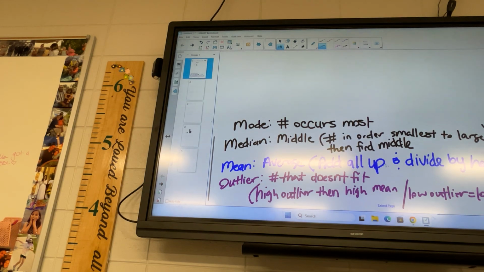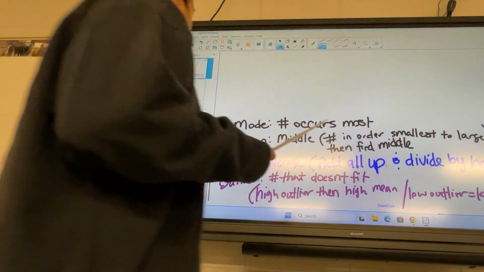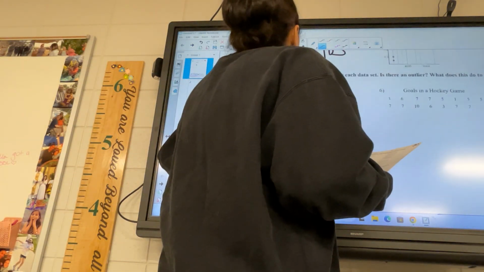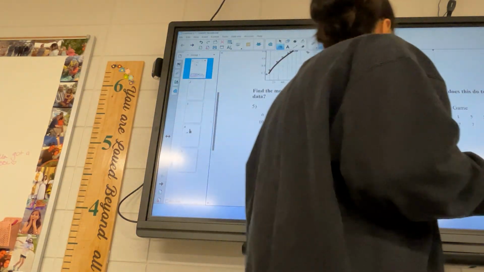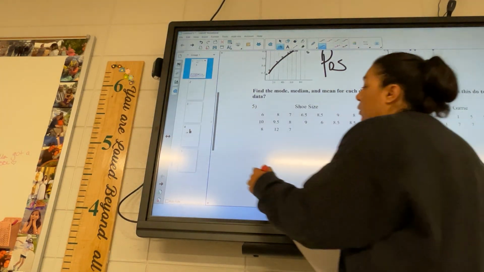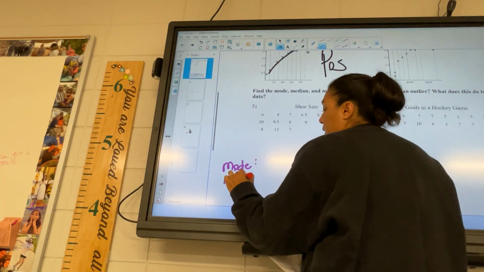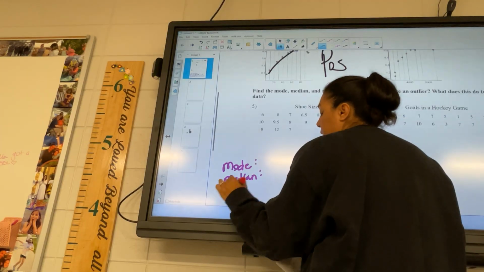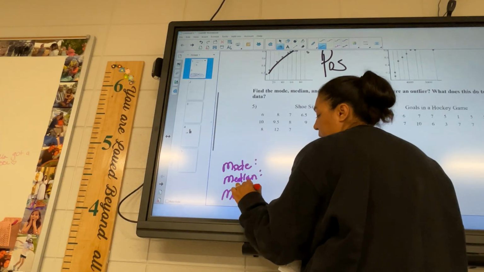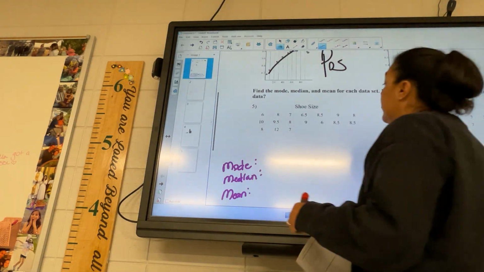Okay, so looking at this data, we have shoe sizes. There's a lot on there, so we need to go through and find the mode. My suggestion would be to put them all in order immediately, but that's just me. So the mode, what is the mode? 8? Is that what somebody said? 7? Somebody agree with 7?